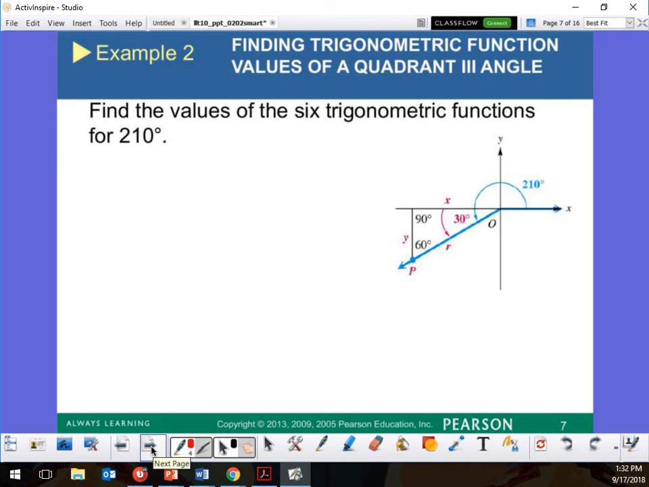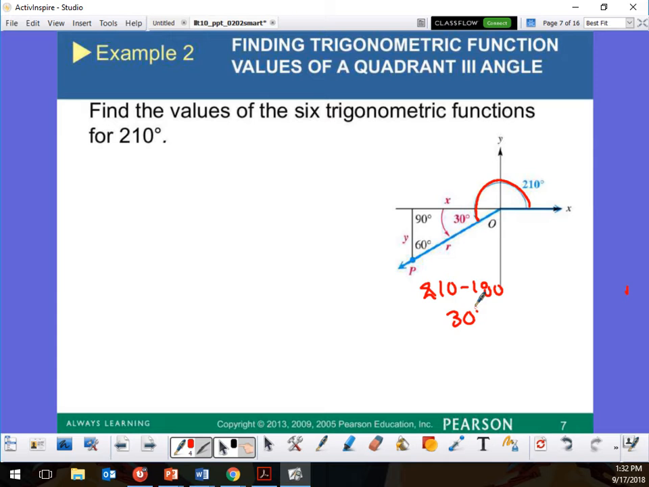All right, so find the 6 trigonometric functions for 210. Let's take a look. So 210, I already have it out here. I did the math, and it was 210 minus 180, which gives it 30 degrees. Gave it 30 degrees there, right? It's already on there. So now for those values, we're going to find the 6 trigonometric values for that.